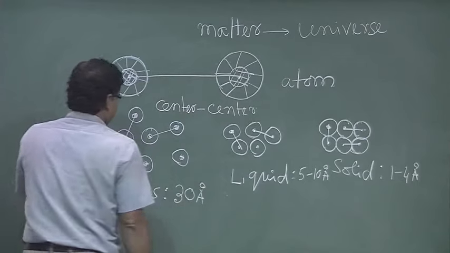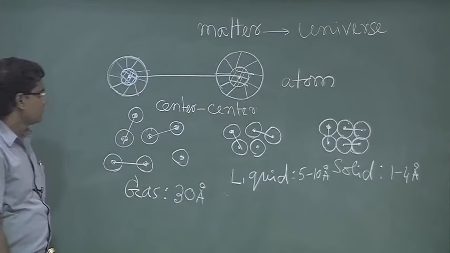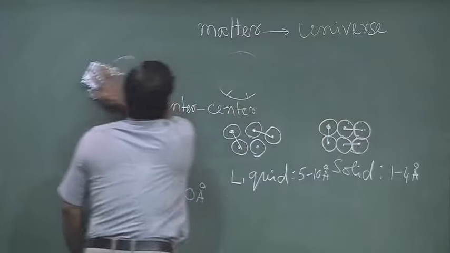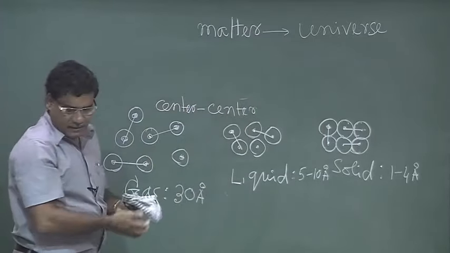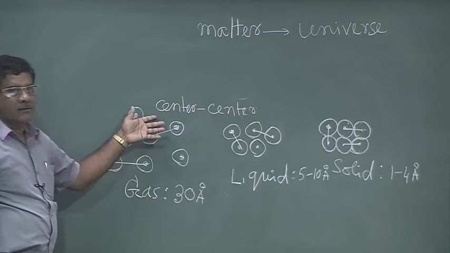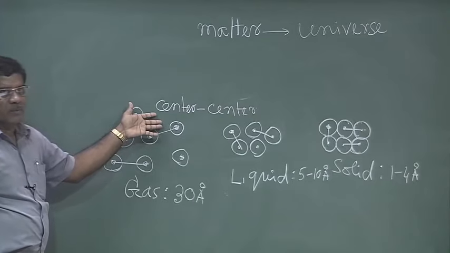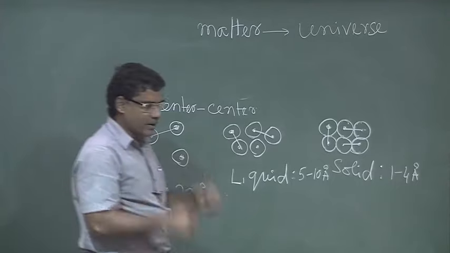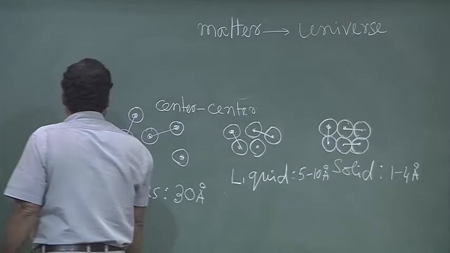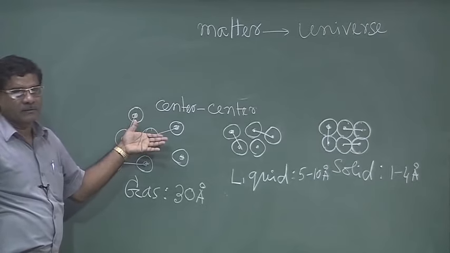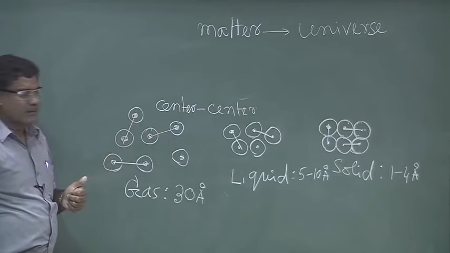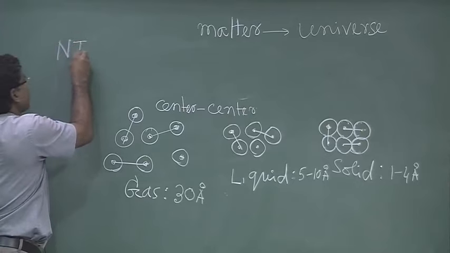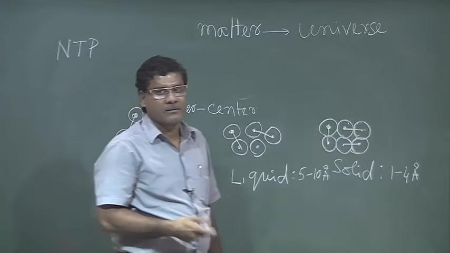So as an example, we can try for the gaseous state. So you know that for the interatomic distance of gaseous state we can estimate, but for that we have to take a gas in a container, and we have to keep that gas at a particular temperature and pressure. Okay, so generally we consider the natural temperature and pressure, that is atmospheric pressure and room temperature.